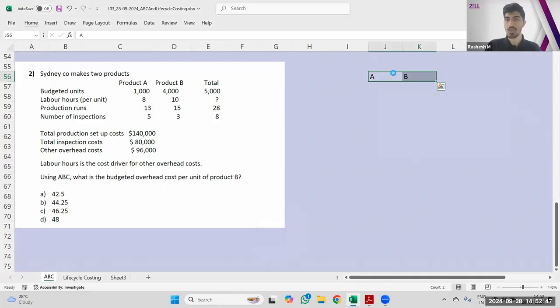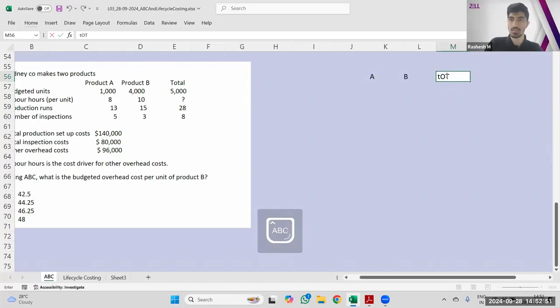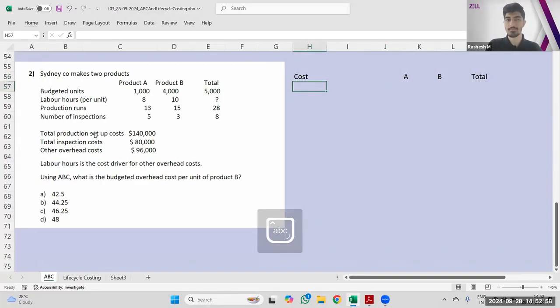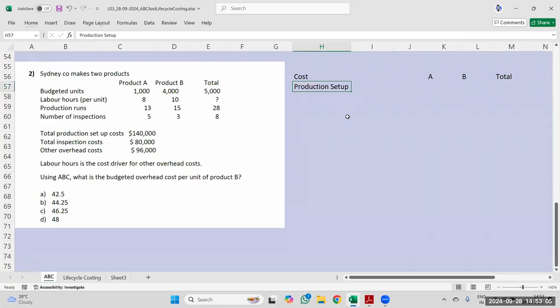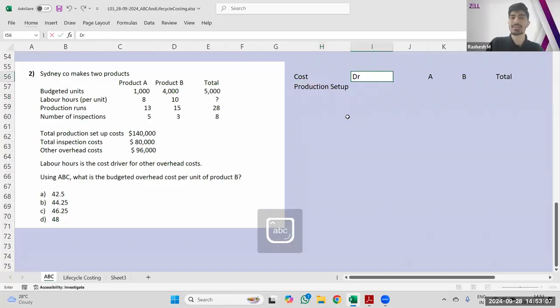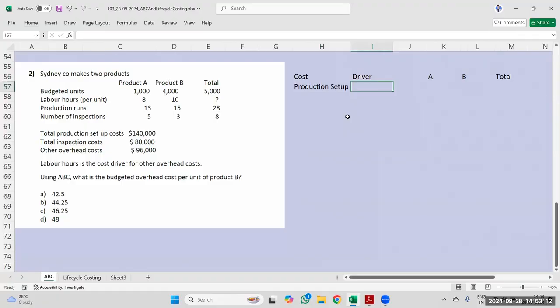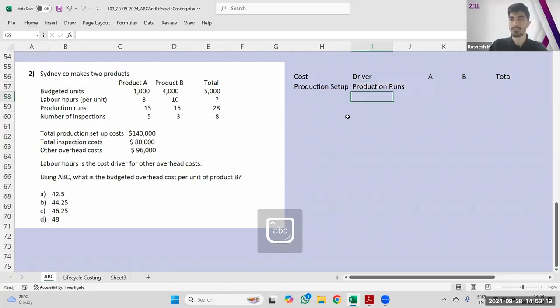All right. So you can always make a simple, consistent chart. First and foremost, what's my very first cost? Setup cost. Production setup cost. What do you think drives this cost? Production runs. So my production runs are my cost driver.